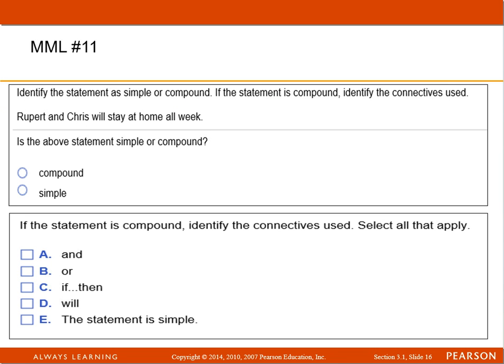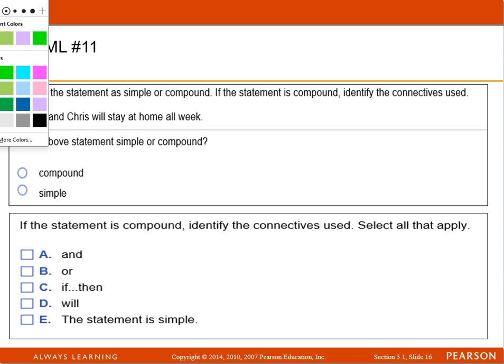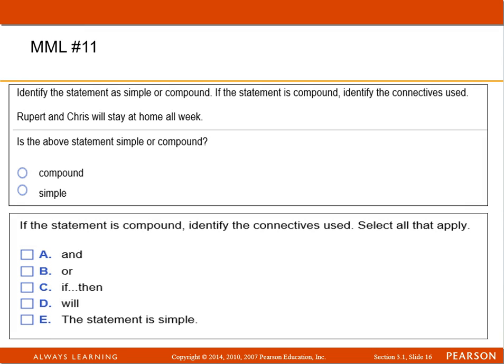And 11, identify the statement as simple or compound. If the statement is compound, identify the connectives used. Rupert and Chris will stay at home all week. I see the word and in there, and it is connecting 2 different people. So that is a compound, and the only connective that I see is the word and. All right.